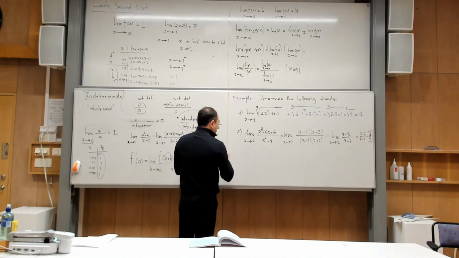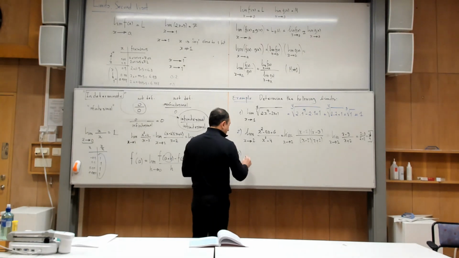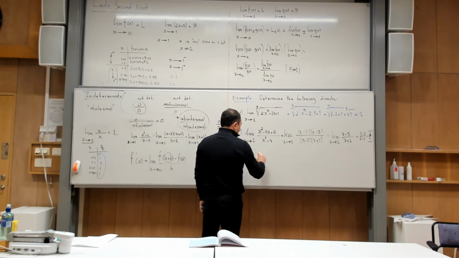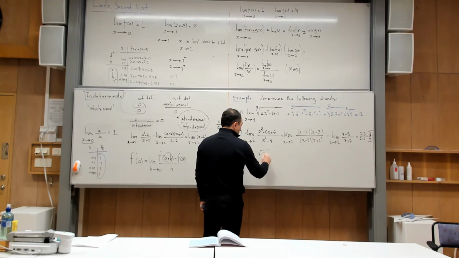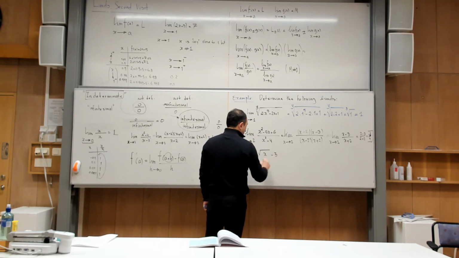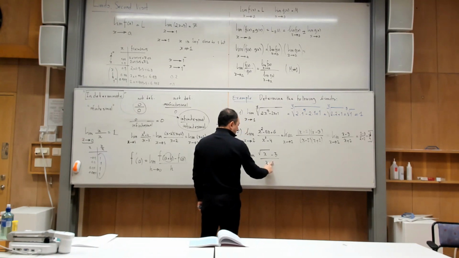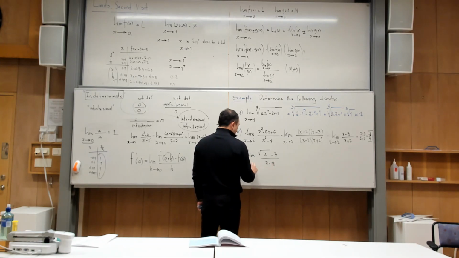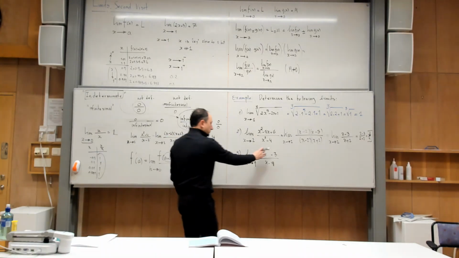Another type of example is containing surd signs, yes? So the limit, for example, let me write the square root of x minus 3 divided by x minus 9, when x goes to 9.